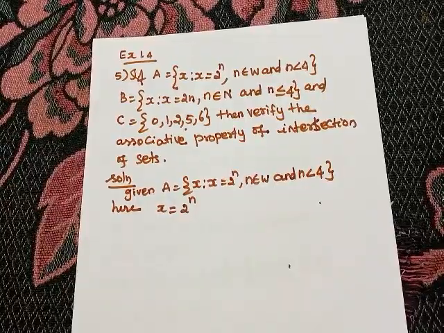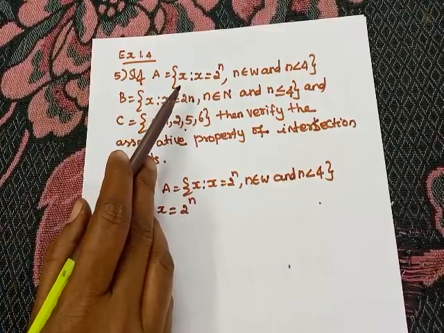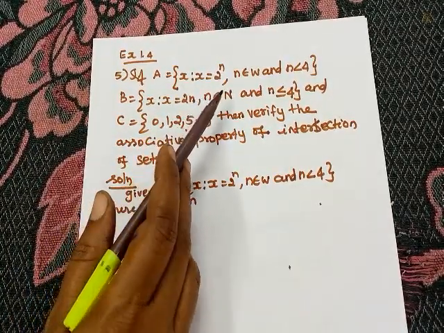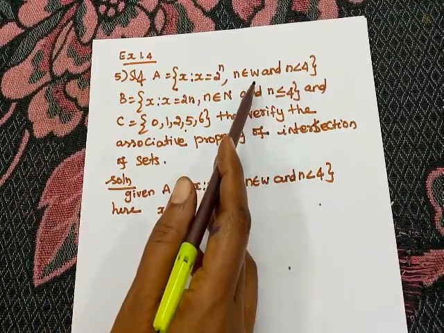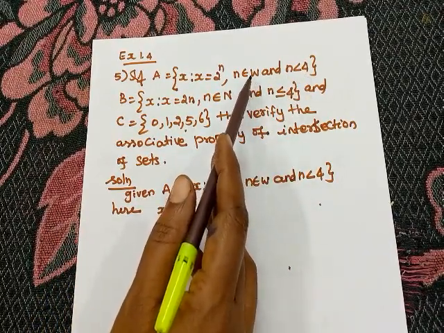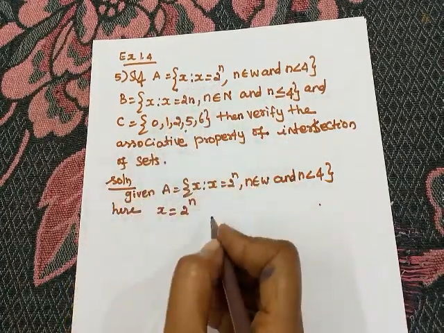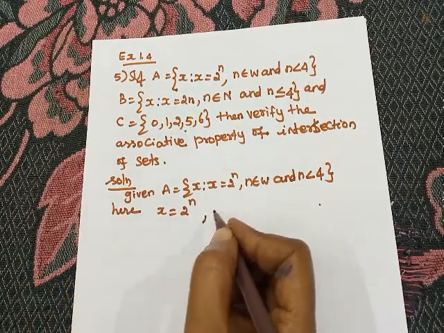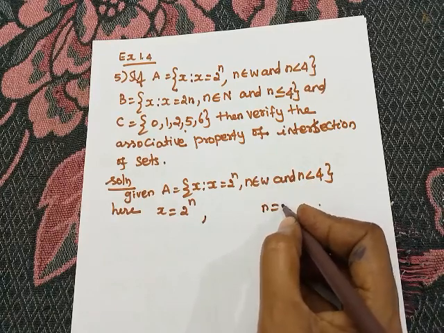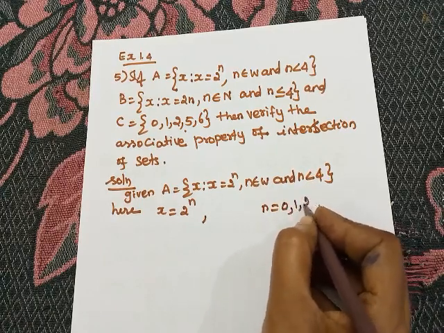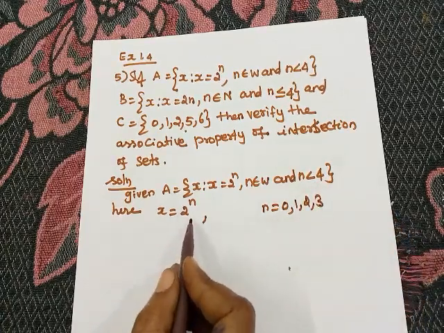Next, exercise 1.4, question number 5. If A is equal to the set of x such that x is equal to 2 power n, n belongs to W and n less than 4. N belongs to W means whole numbers, so 0 onwards, but less than 4. So n is equal to 0, 1, 2, 3. 4 will not come, because it is given as less than 4.